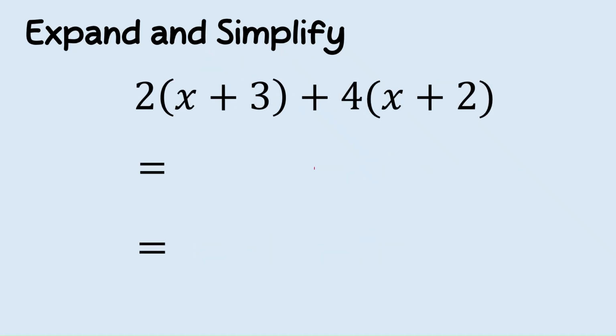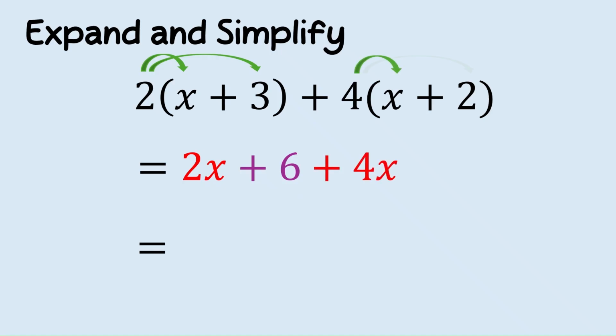We now have two brackets to expand and simplify. We start by expanding them both separately. So we do 2(x + 3), where 2 times x is 2x, and 2 times 3 is 6. Then 4(x + 2), 4 times x is 4x, and 4 times 2 is 8.